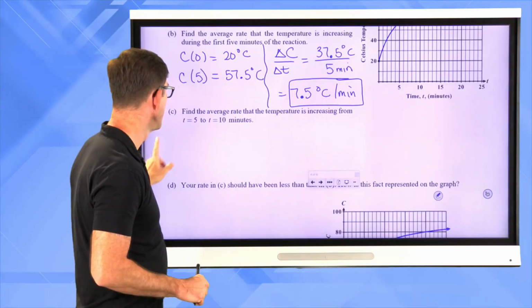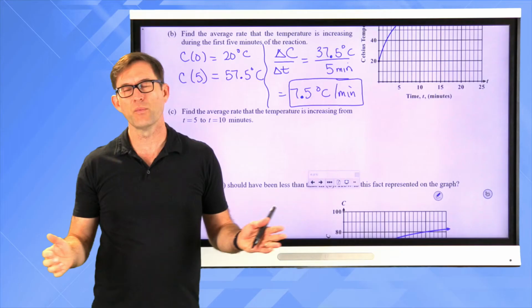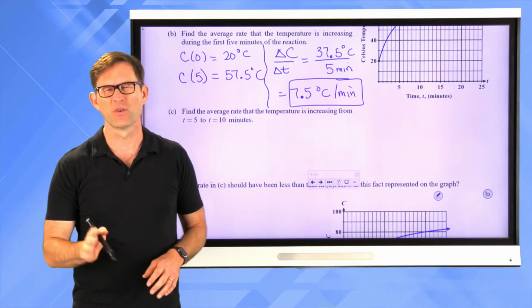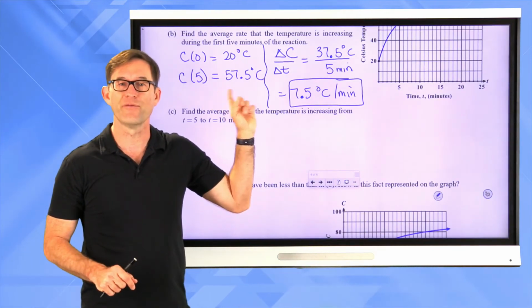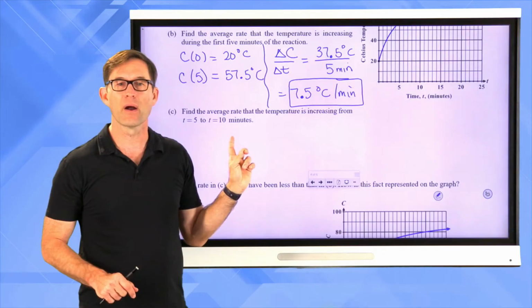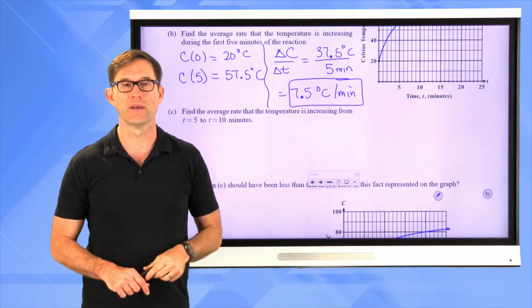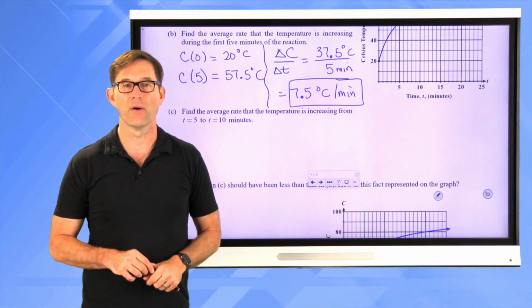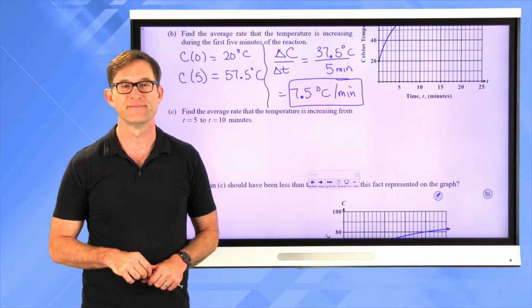Okay. Now, letter C. Find the average rate the temperature is increasing from t equals 5 to t equals 10 minutes. Well, we did half the work on this already, or at least a third of the work. We now know what the temperature is after 5 minutes. You now need to figure out what the temperature is after 10 minutes and do the same sort of calculation we did in B. Pause the video now and see if you can come up with the average rate of change from 5 to 10 minutes.